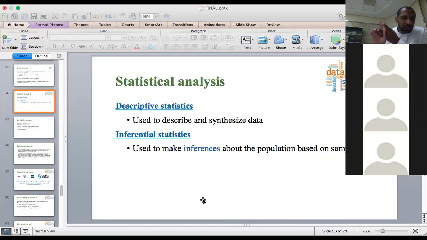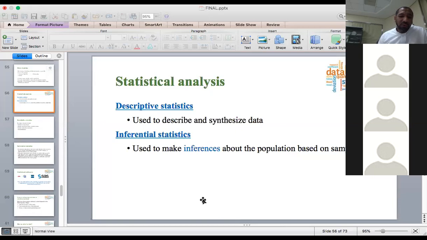Graphs, figures, also cross tabs. This is all called descriptive statistics. So we have, for example, 50% of the participants were female, 50% of them were male, and so on. So this is called the descriptive statistics.